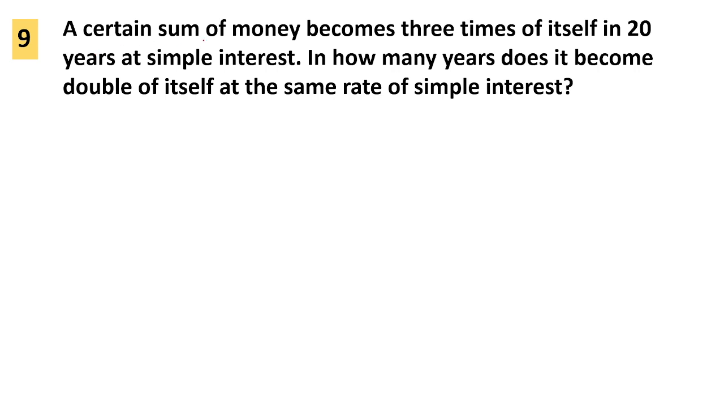Okay, a certain sum of money becomes 3 times of itself in 20 years at simple interest. Here it becomes 3 times of itself, which means the amount is 3P. If in how many years does it become double of itself at the same rate of simple interest?